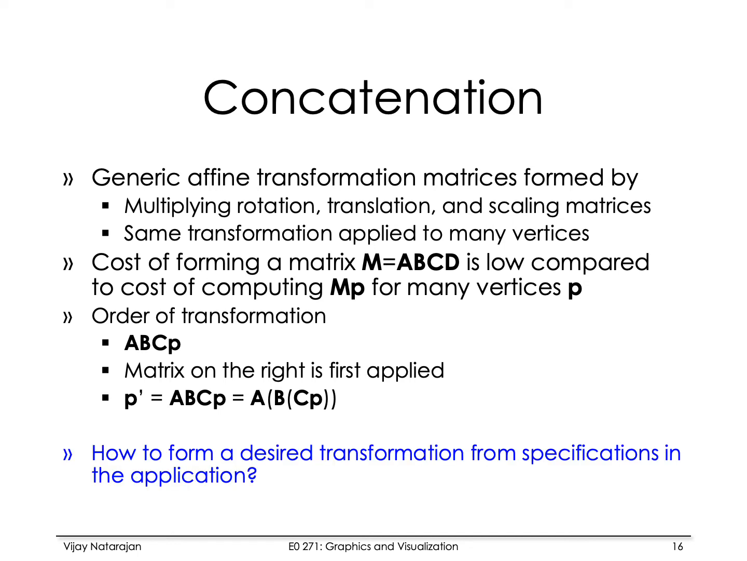A question that comes up in this context is, how do I determine the matrices ABC? Of course, I can think of it as translation, rotation, and so on, right? But how do I form an appropriate matrix? How do I ask the user what transformation she or he wants? So the question here is, how do I form a desired transformation from appropriate specifications? You may want to think about this. We'll try to give an answer at the end of today's lecture.